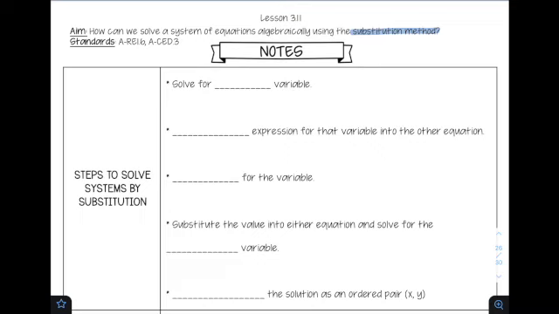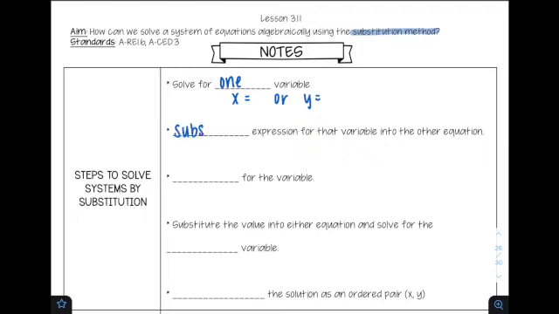So the first couple of steps that you're going to need to follow: you're going to need to solve for one of the variables. You're either going to solve for x or you'll solve for y equals, just for one of the equations. Then you're going to use that expression and substitute that into the other equation. So this is where it gets its name. We're going to substitute the expression that you just solved for that one variable, whether it's x or y, into the other equation.